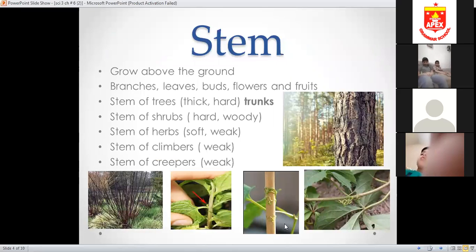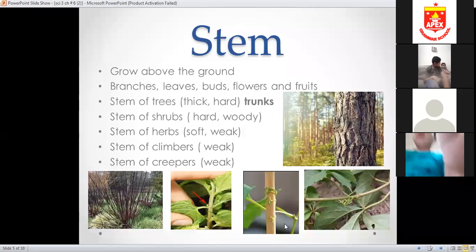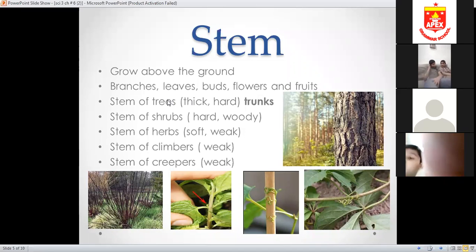Next are the stems. So what are the stems? As you all know, the part of the plant which grows above the soil, we have read it in the shoot system. In the shoot system, there are leaves, buds, flowers, fruits. So the part of the plant which is above the ground, from which the plant is further growing, is basically the stem. And in the stem, there are many branches. Branches mean the small stems. Then the leaves are going to grow, then buds, flowers and the fruits. These are the parts which grow further on these stems.